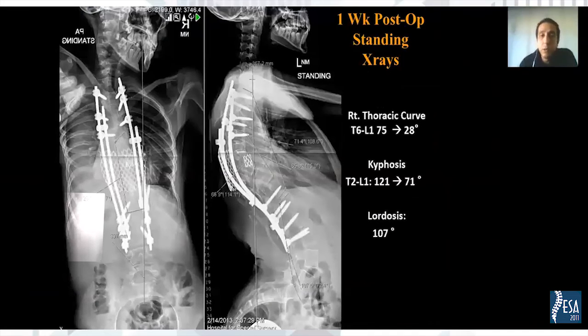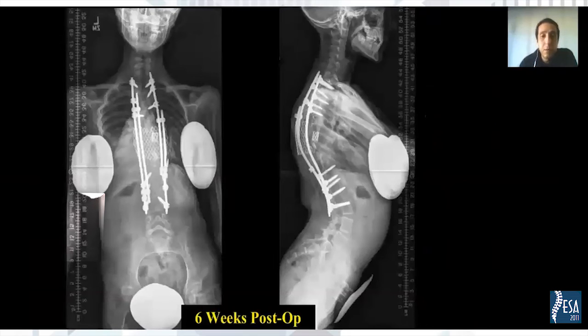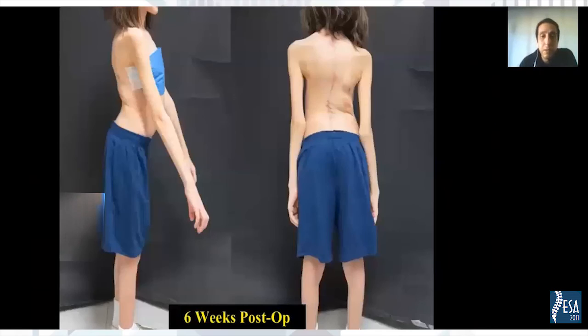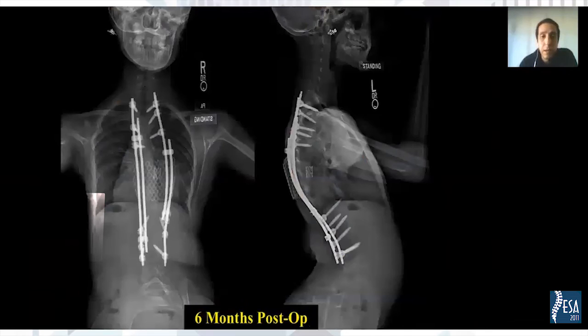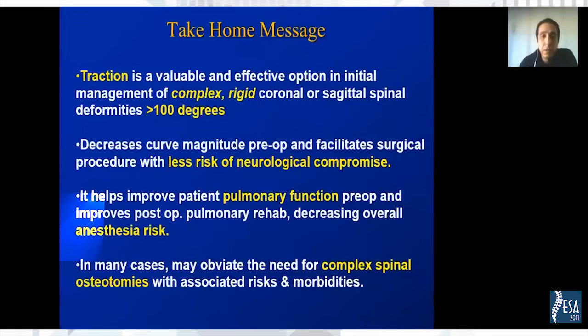At 1 week post-operative, you can see the kyphosis corrected down, as well as the scoliosis. And this is 6 weeks post-op, and those are her images. She got pretty good correction.